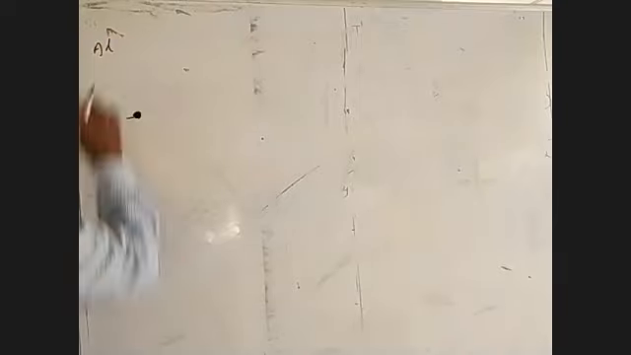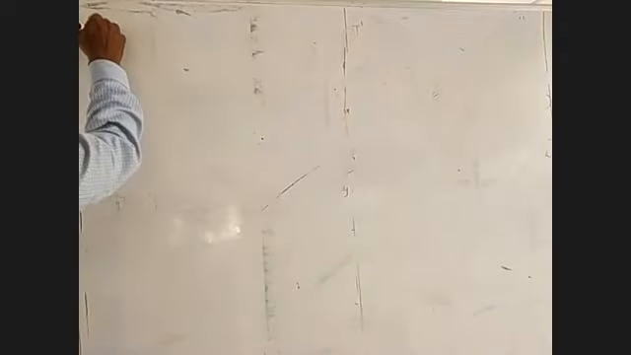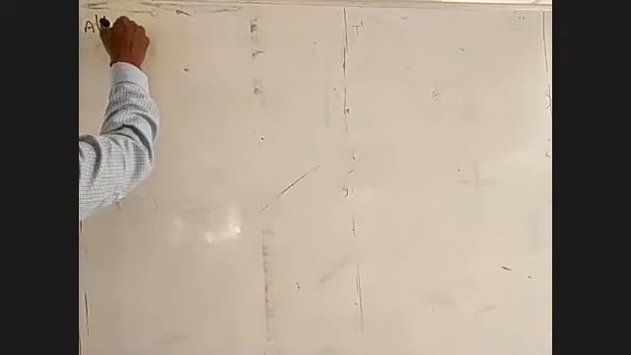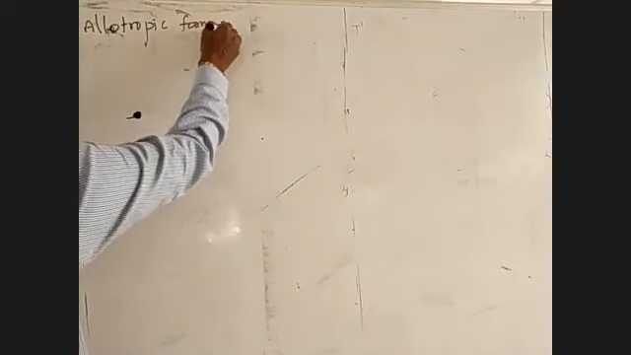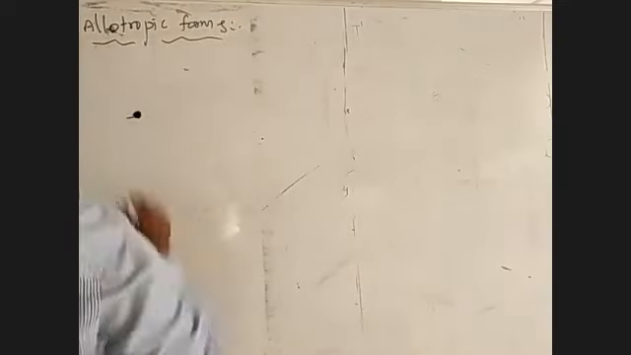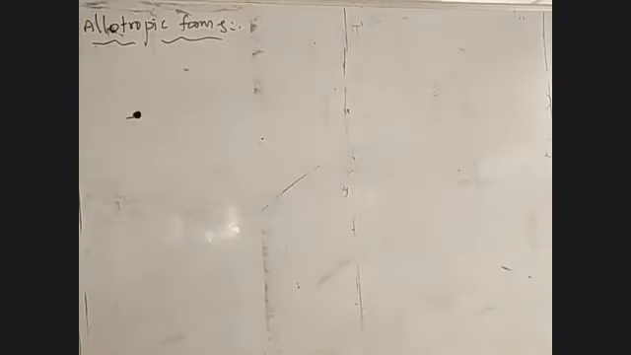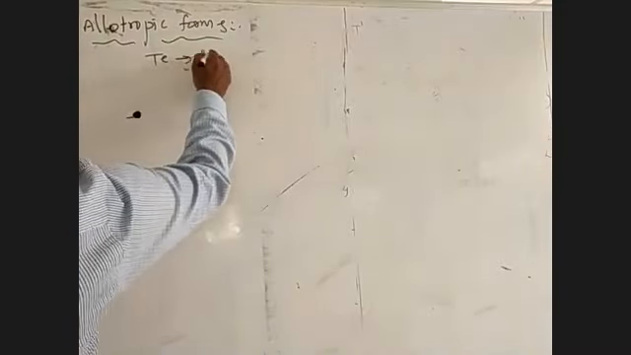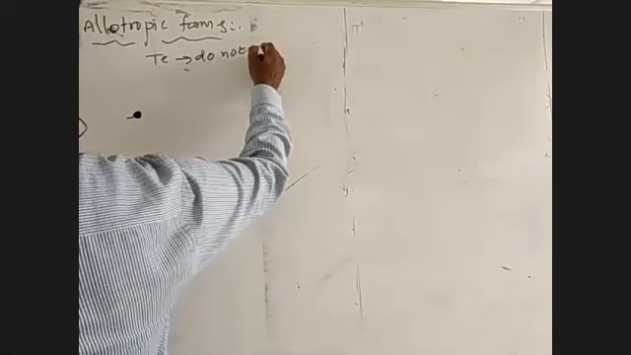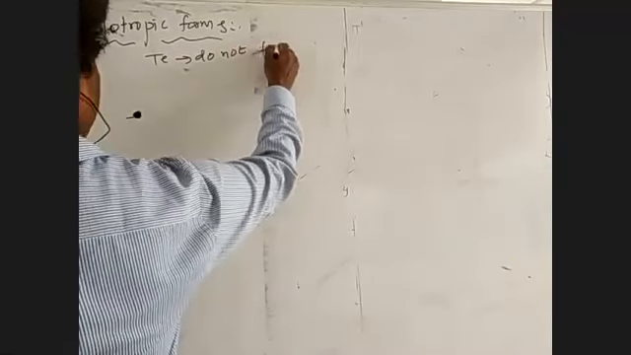The next topic is allotropic forms. Allotropes means elements having similar chemical properties but different physical forms. Among these, selenium and tellurium do not form any allotropes.